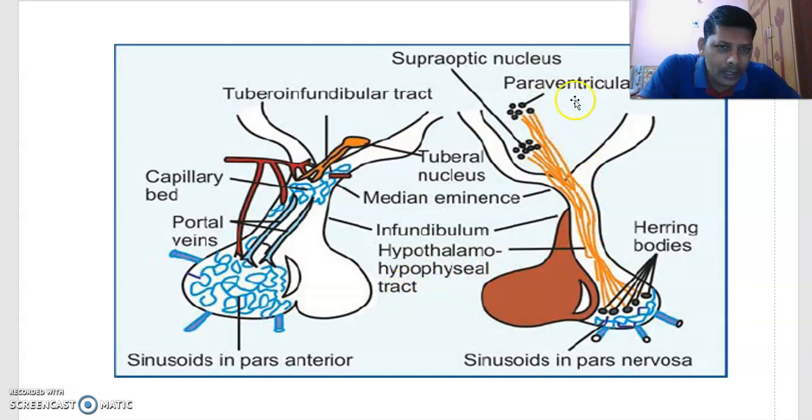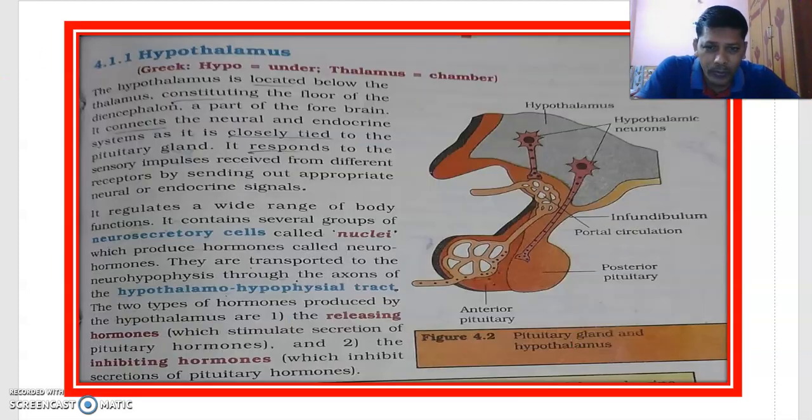This tract is connecting the hypothalamus and the pituitary gland. Pituitary gland is otherwise called hypophysis. That's why it is called the hypothalamo-hypophyseal tract. These are neurohormones. They are transported to the neurohypophysis. Neurohypophysis is the other name of the posterior pituitary, and through the axons of the hypothalamo-hypophyseal tract.